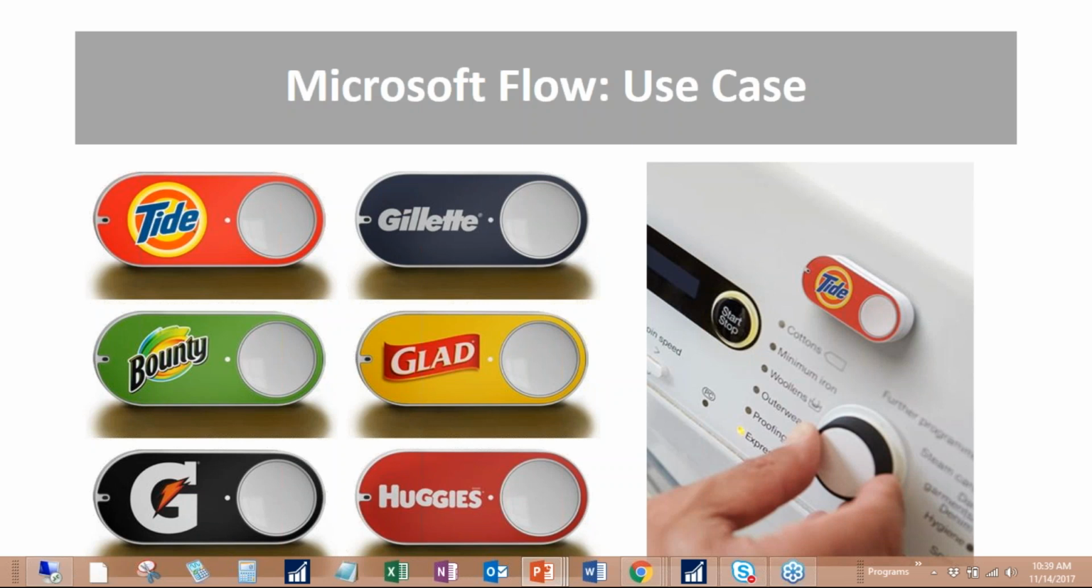But there are different things here. They've got obviously branding agreements with these different companies. You run out of Bounty paper towels or Glad garbage bags or Gatorade, you push the button, and so that's a really simple way to understand what Flow is like.